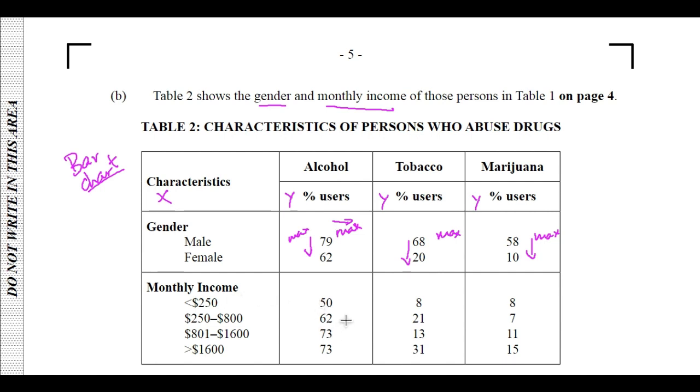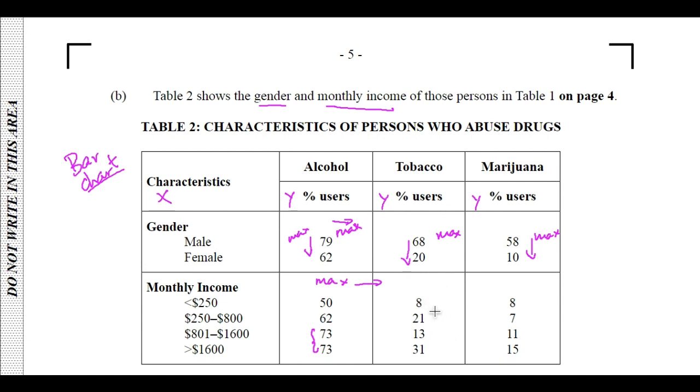Then we go to monthly income. So for this one, we're definitely seeing the same trend in that the maximum across the board is for alcohol. But going down now, comparing the incomes, we can see that we have a tie for income of 800 to 1600 and 1600. Anyway, that's the monthly income. That had to be in US.